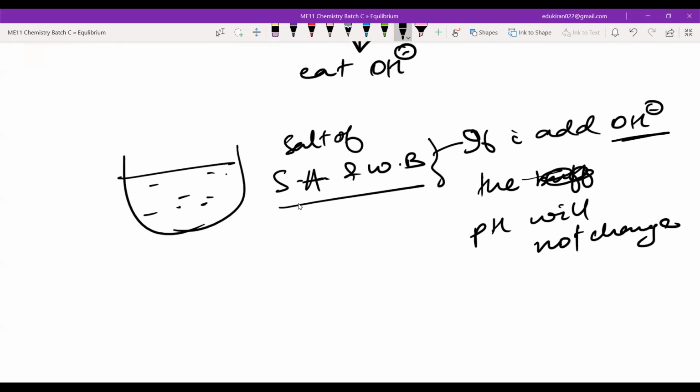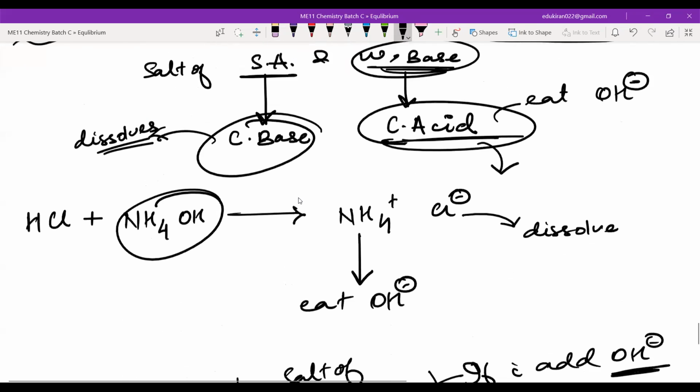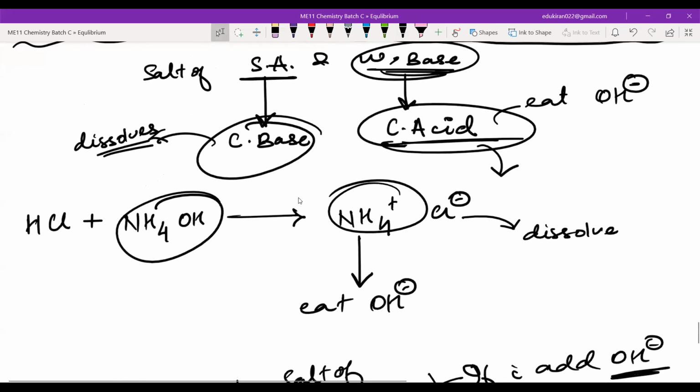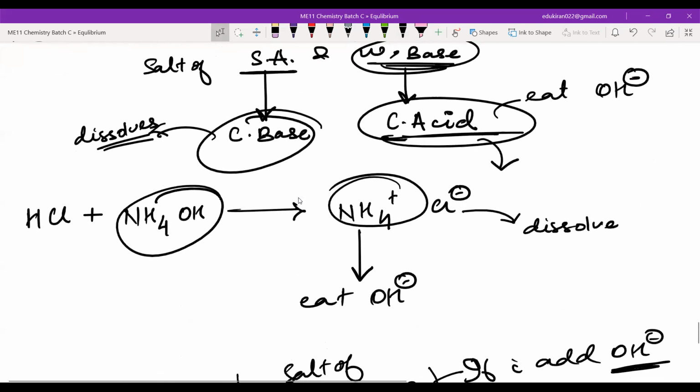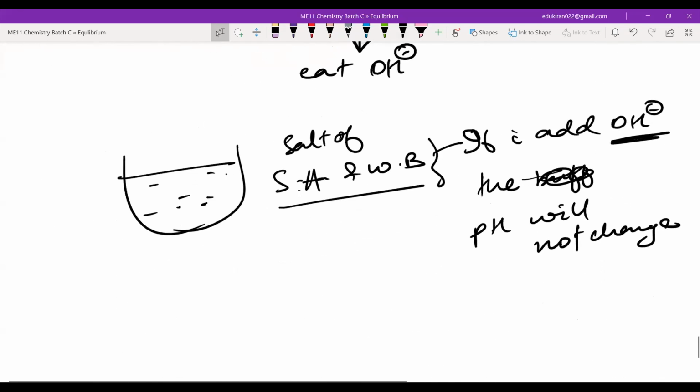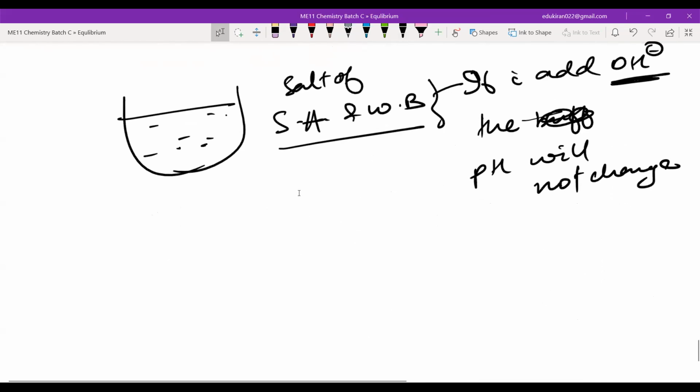Because whatever OH negative I am going to add now, what is going to happen? This NH4 positive will eat it up. Yes or no? Yes. So this is how we have taken care of the OH negative. Yes or no? Tell me, guys. Yes, sir. Okay. Now we have to take care of the H plus. What will happen if I add H plus ion? How should we take care of H plus ion?